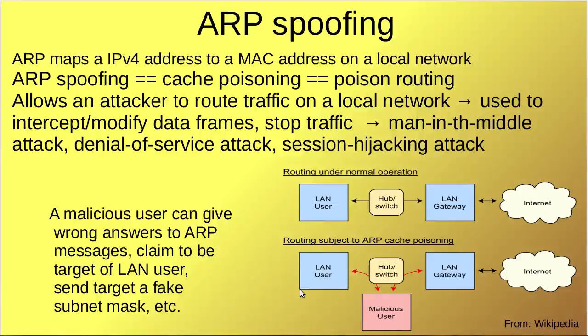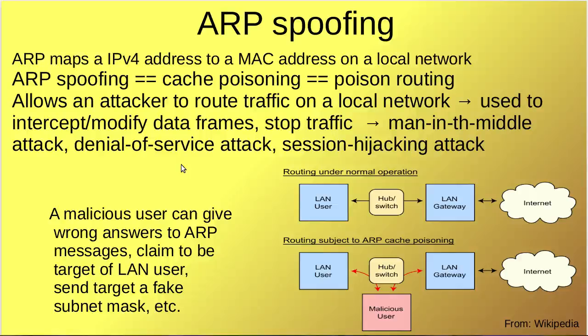Essentially what it does is poison the ARP cache that's held locally, or is also called poison routing. So an attacker is able to route traffic on a local area network to itself instead of the actual destination. So this is used to intercept or modify data frames, stop traffic, launch a man-in-the-middle attack or denial of service attack, and can do session hijacking of even web connections to the outside.